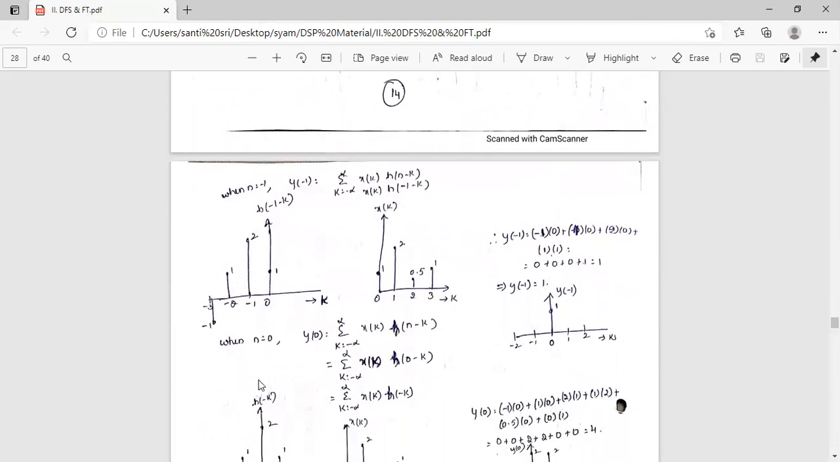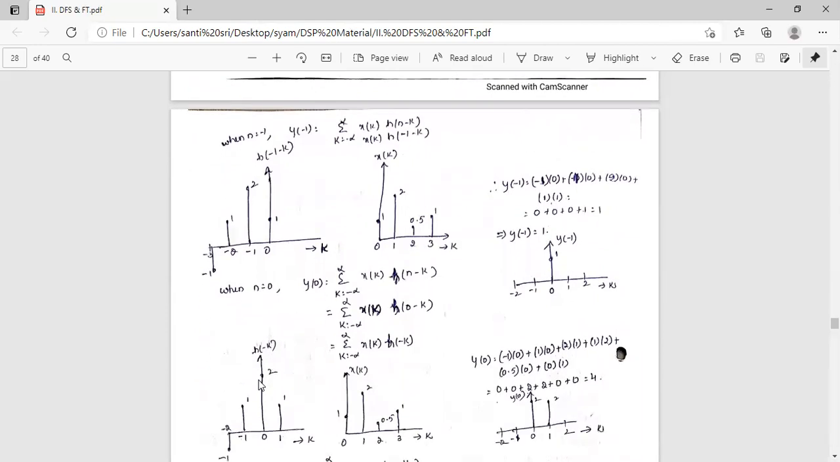these values, and by simply multiplying these two values we will get the result y of minus 1. So minus 2 value is minus 1 and minus 6 value is 0. So minus 1 into 0, 0 plus like this. So like this, y of minus 1 will get 1 value.